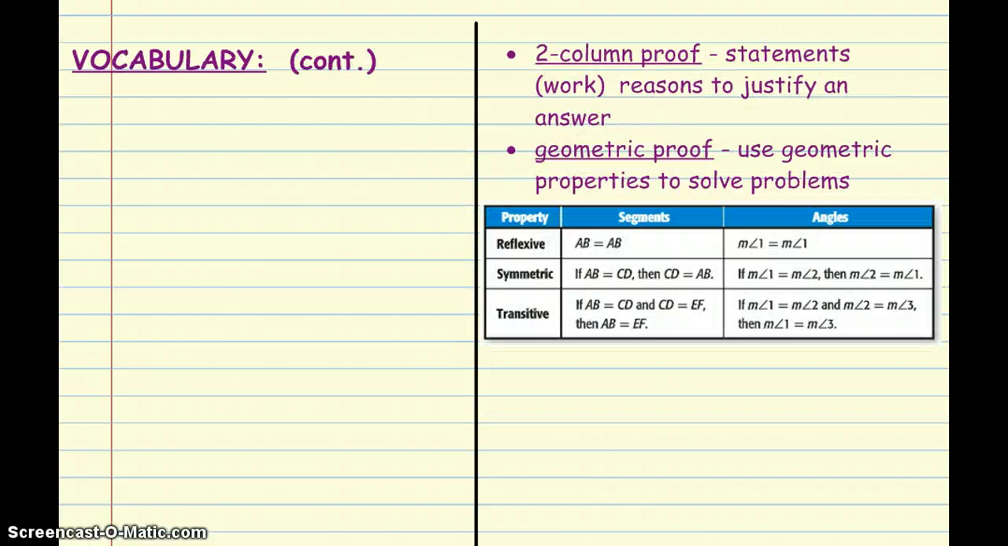Okay, so now that you've got the algebraic properties written down, we just have two more vocabulary terms. One is a two-column proof, and it's where you record different statements and reasons to justify an answer that you come up with. And then a geometric proof is very similar to algebra, but we're going to use different geometric properties to solve problems as well. So again, hit pause, take a few minutes to write down those different properties regarding geometric proofs.